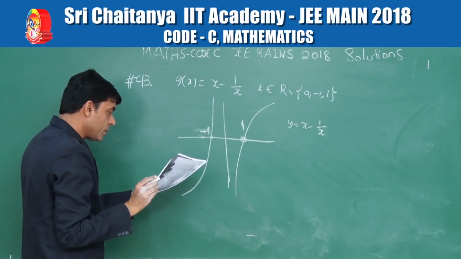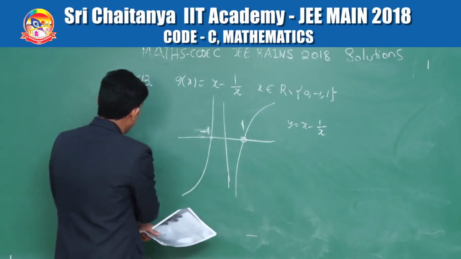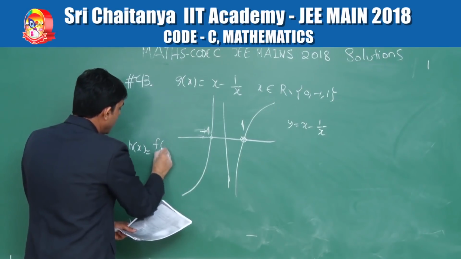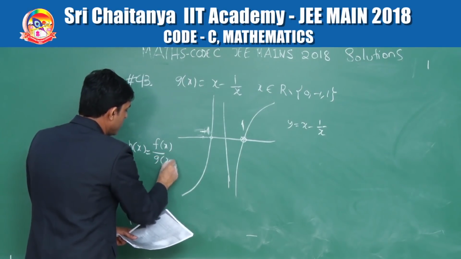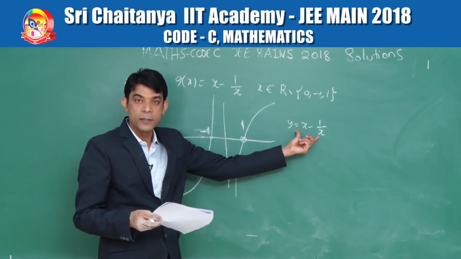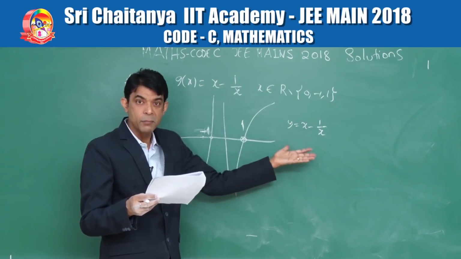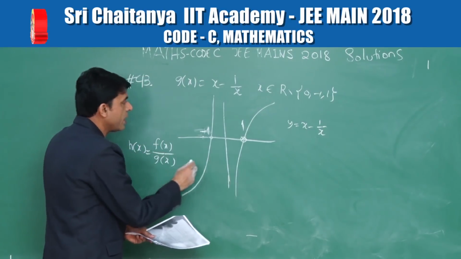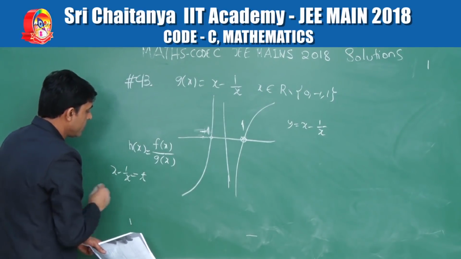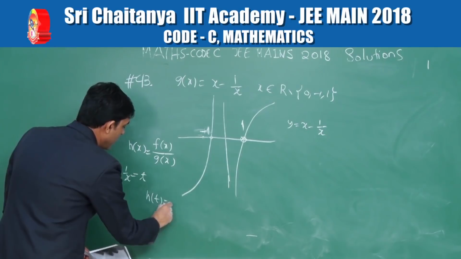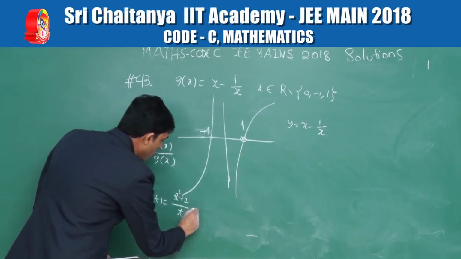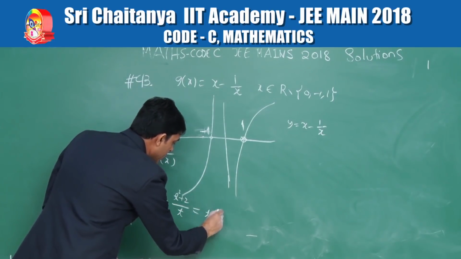Now to answer the question, let's write h of x. H of x is f of x over g of x. I choose to work with x minus 1 over x rather than x because that's simple. And so let's write this x minus 1 over x as t. So we have got h of t is t square plus 2 over t, and so that's t plus 2 over t.